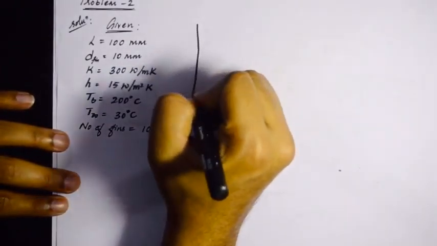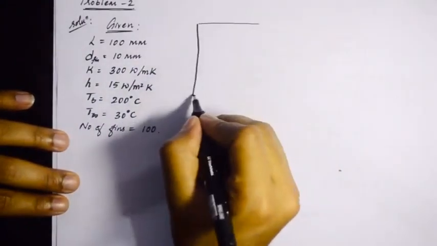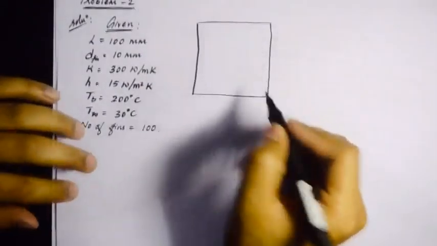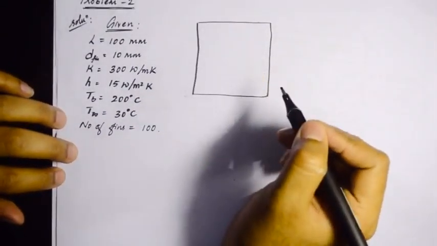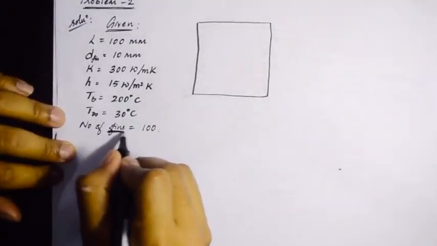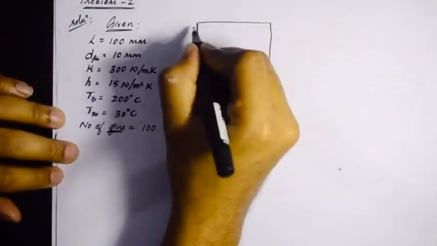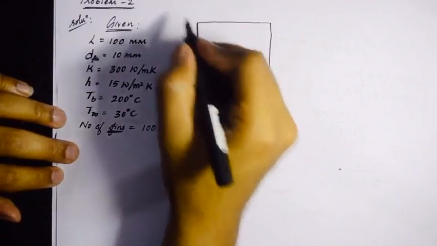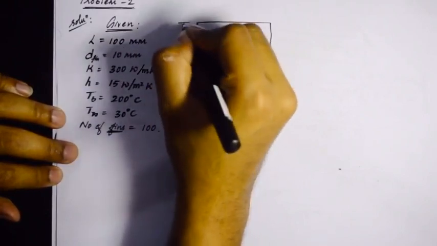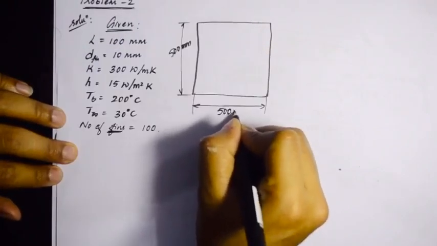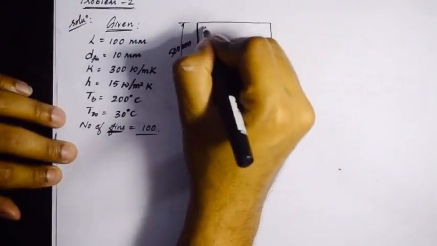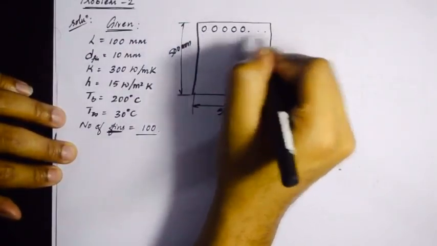So we have a wall, and in this wall, our interest is to reduce the thermal resistance. So if the thermal resistance is reduced, obviously the heat transfer rate will be increased, and we all know the purpose of fin is also to increase the rate of heat transfer. So the vertical wall has a dimension given in the problem as 500 millimeters by 500 millimeters, and it says the fin is of circular shape and there are totally 100 fins arranged on the vertical wall.